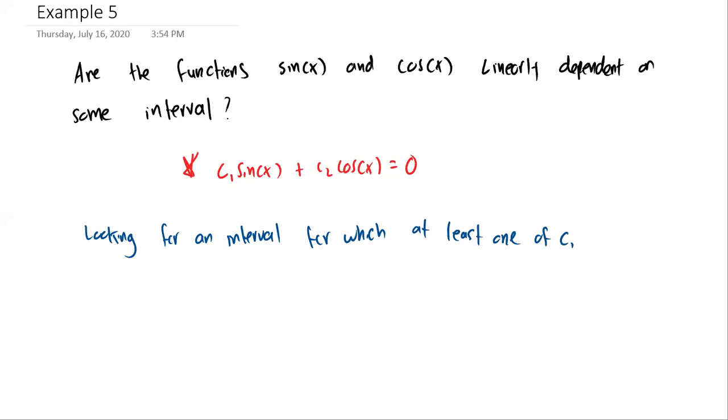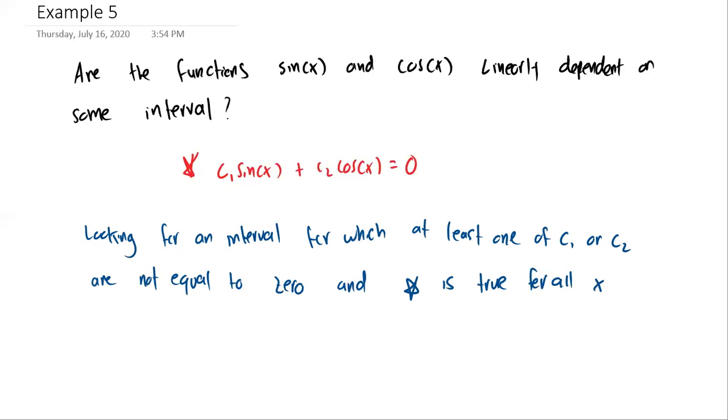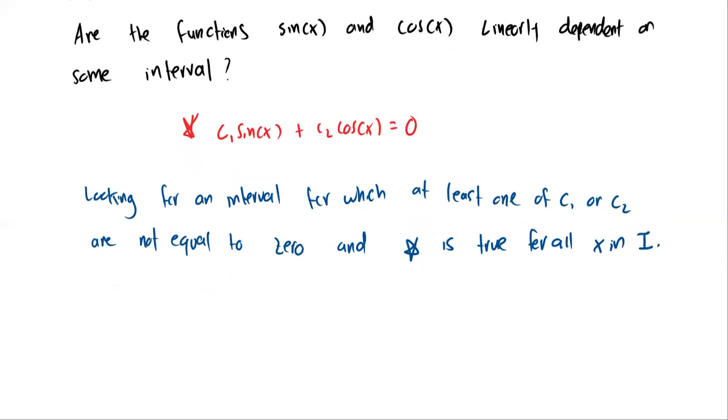So you're looking for an interval for which at least one of C1 or C2, potentially both, are not equal to zero, and star is true for all x in whatever interval you're working with or trying to find. So we're looking for constants or coefficients C1 or C2, at least one of them non-zero, for which this equation is true for all x in some interval. Well, this is how you want to start all of these problems when you're looking for linear dependence.